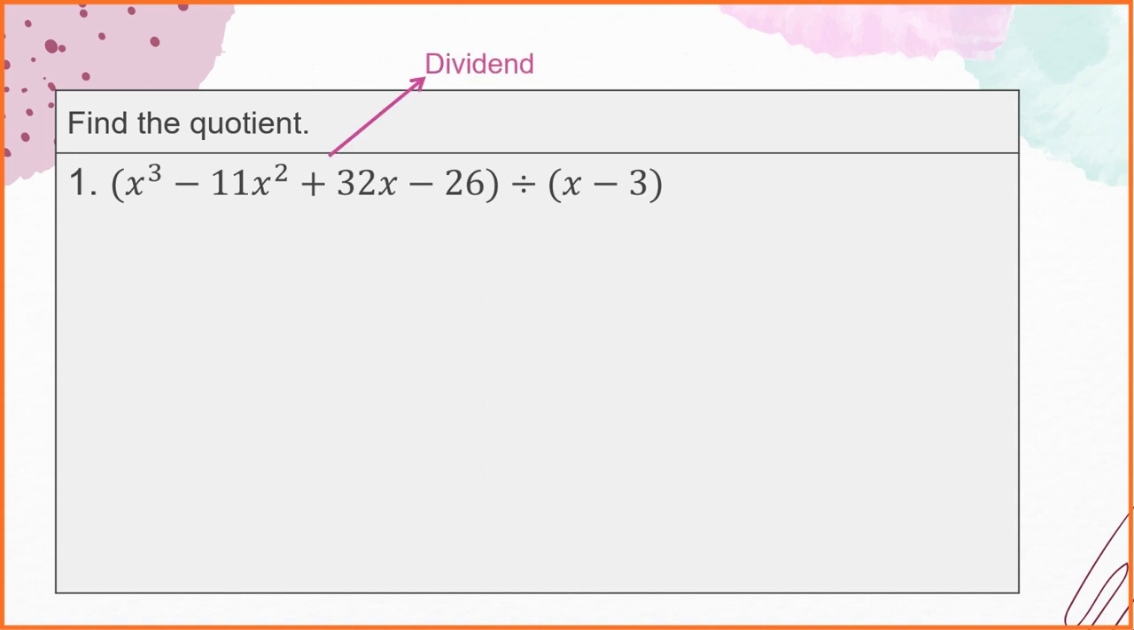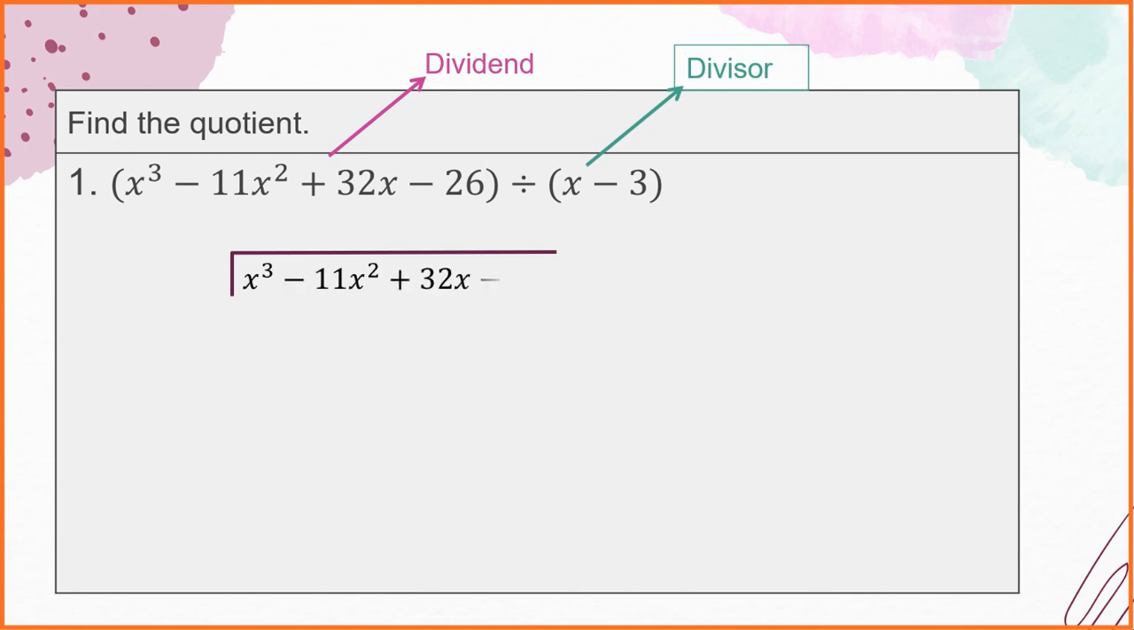We're going to set up the polynomial that is being divided, called the dividend, and the thing we're dividing it by is called the divisor. We're going to set up our bracket. Under the bracket, we put the dividend, and then on the left, we put the divisor. Your first step is to divide the first term by the first term. So the first term in our dividend is x cubed. We would divide that by the first term in our divisor, which is x. X cubed divided by x is x squared.